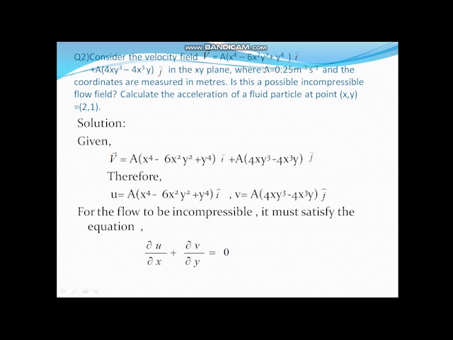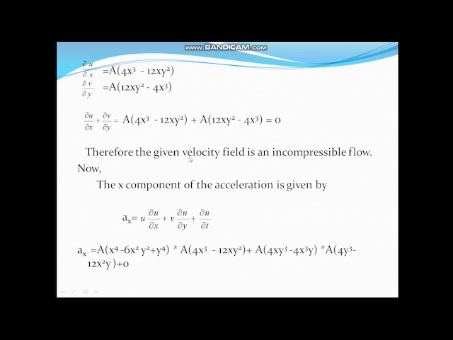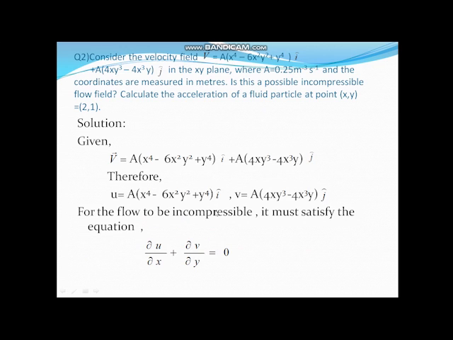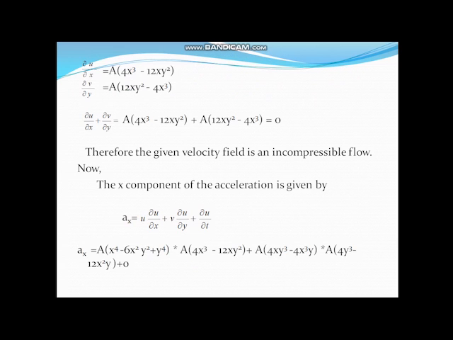So we are given this field and we need to check if it is an incompressible flow field. Since we are given this, we can break it into u and v, that is the x and y components. Now since we have to check if this is an incompressible flow field, it has to satisfy this particular equation, del u by del x plus del v by del y is equal to 0. After we find del u by del x is equal to this much and del v by del y is equal to this much, if we add them, we can see they become 0, hence satisfying this equation. Since this equation is satisfied, the given flow field is incompressible, as you can see, it's written here.